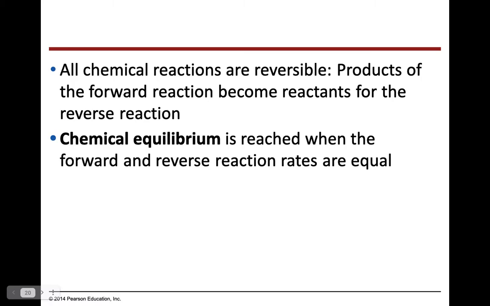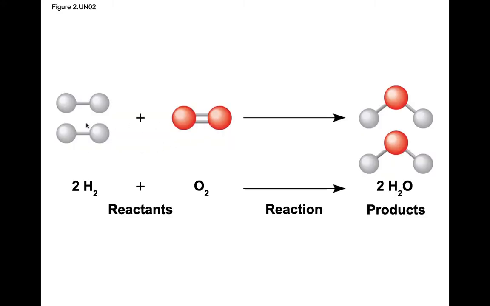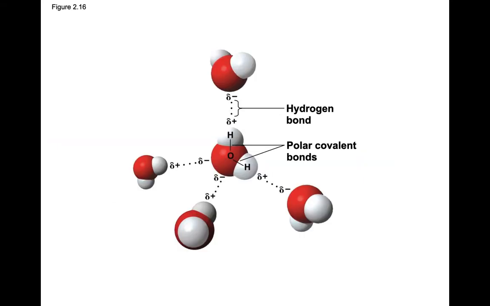Now, all chemical reactions are reversible. I just talked about this. But the main thing to note is that chemical equilibrium is achieved when we have the same amount of reactants forming products, just as the products are forming reactants. So when these two reversible reactions are equal, we achieve equilibrium.